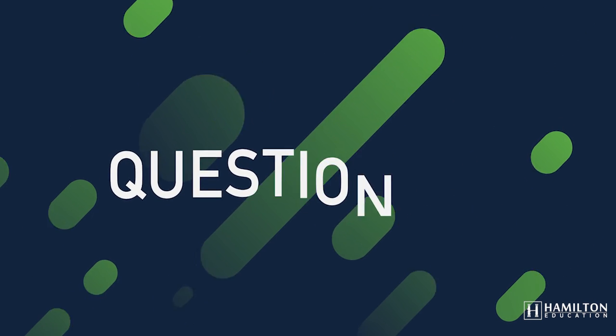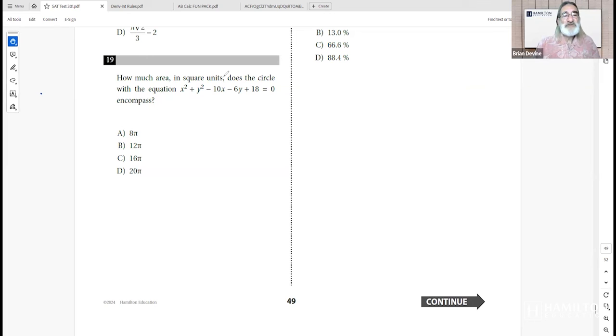Question 19. How much area in square units does the circle with the equation x squared plus y squared minus 10x minus 6y plus 18 equals 0 encompass? Well, we're probably going to have to complete the square here to find the radius, because we're comparing it to the general equation for a circle. A circle centered at (h, k) with radius r would conform to that general equation.